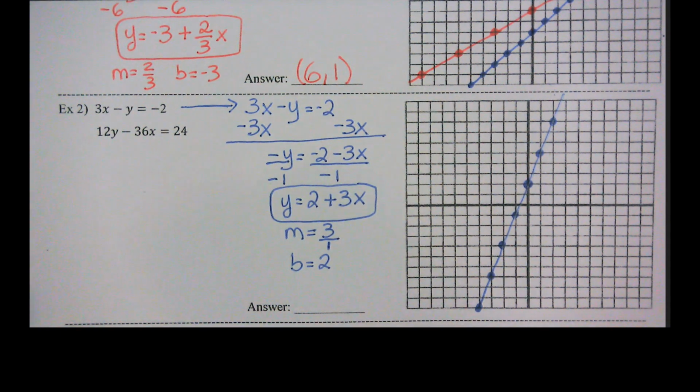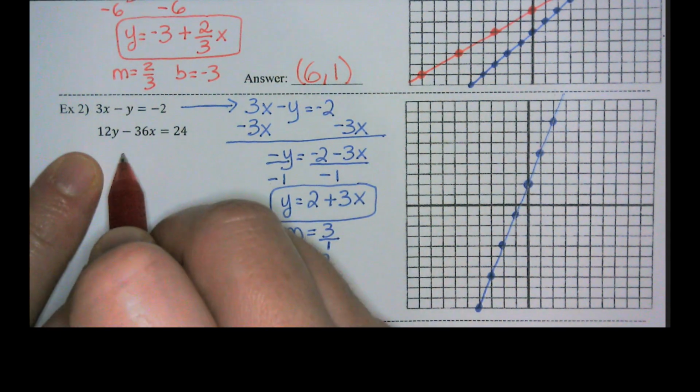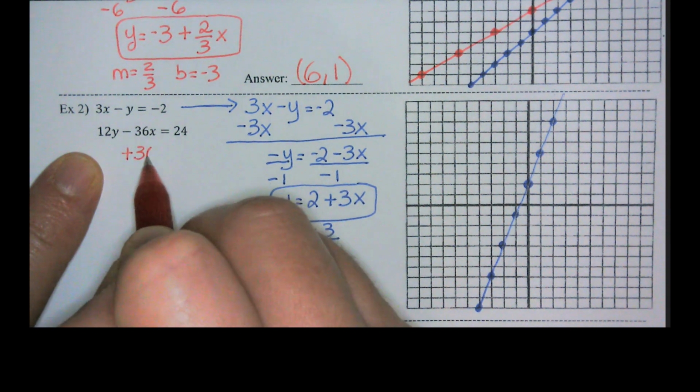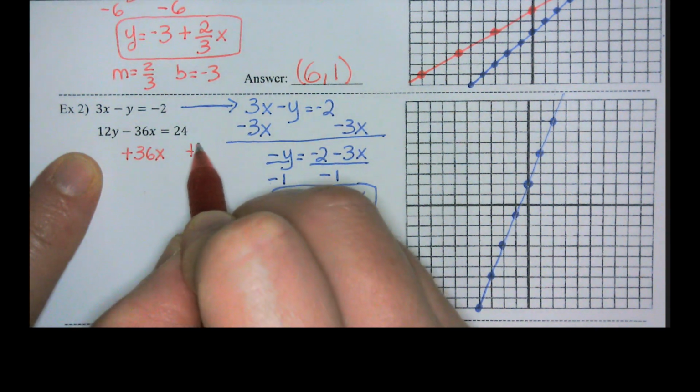Now I'm going to get the y alone for the second equation. Right there, I'm going to have to add 36x to both sides.